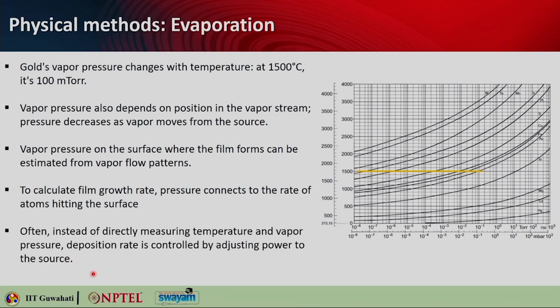Often, instead of directly measuring the temperature and vapor pressure, deposition rate is controlled by adjusting the power to the source. So, that is also another method to adjust how much thickness will be deposited.